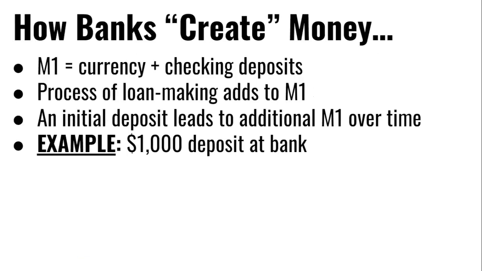How do banks create money? In general, M1 is currency plus checking deposits. And so when loans are made to customers, it adds to total M1. An initial deposit that you might make at the bank adds more to M1 than just the initial deposit because banks lend out your money. So let's take an example. Let's say $1,000 is deposited at the bank.